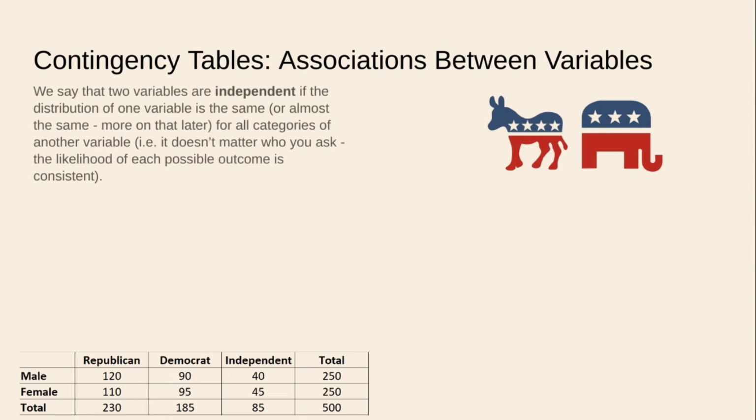We say that two variables are independent if the distribution of one variable is the same or almost the same, technically. More on that later. It has to be the same within a certain tolerance. We'll talk about that at the end of the year this year.